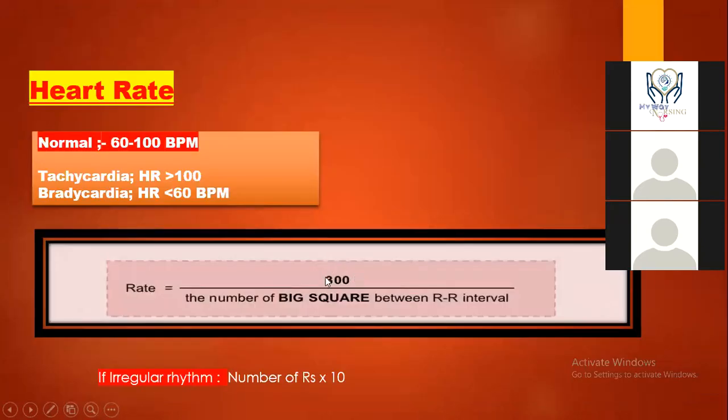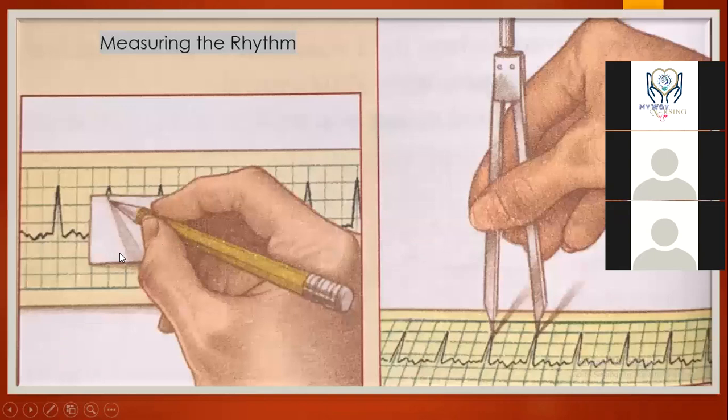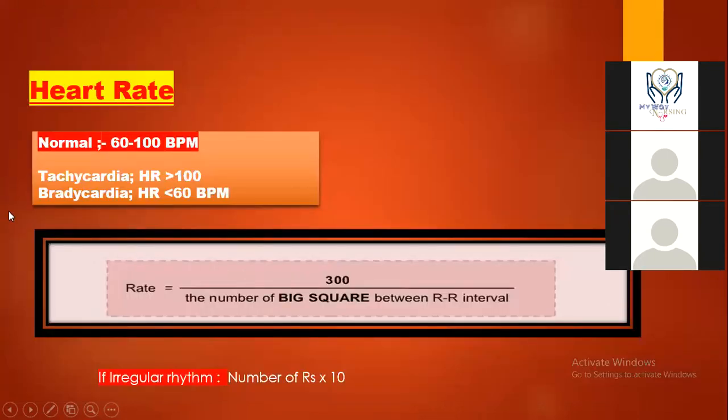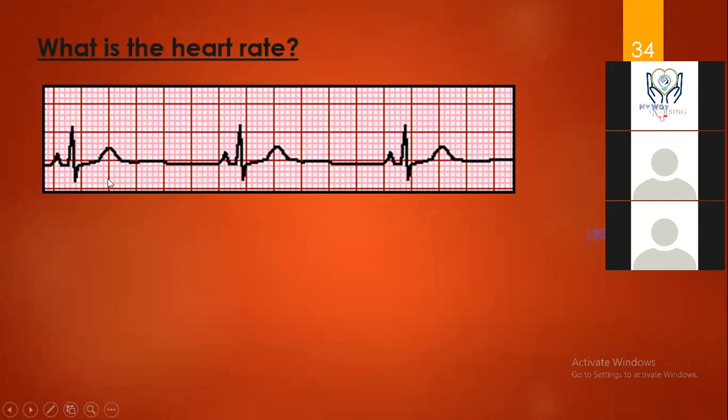Rate, how to determine it? You have two things. First see whether the rhythm is regular or irregular. If it's regular, count the big squares between each R and divide 300 by these squares. If it's irregular rhythm, number of R's times 10. Okay, now we'll go through it. Is it regular rhythm or irregular rhythm? If you put a piece of paper and draw a line here and a line here, and compare it to the next R, is it the same or not? It's almost the same, so it's regular rhythm.